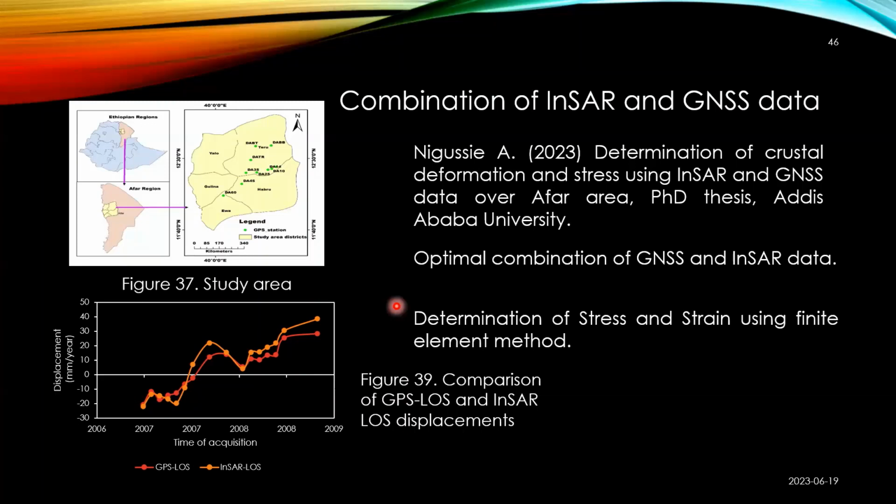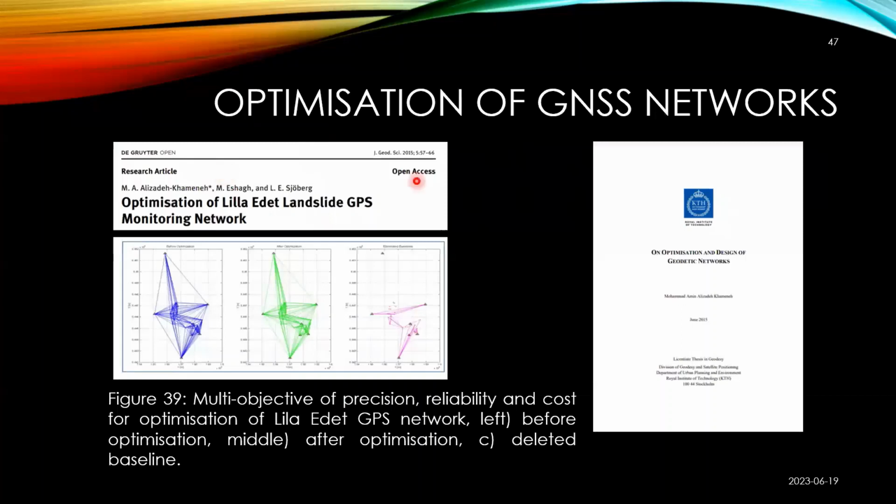And he is also working now on how to use the finite element method for determining the stress and strain over this area. He is still working on that. And also this is another work of my students that we used on GNSS networks. Actually, the idea was that they had established a GNSS monitoring network over an area called Lilla Edet in Sweden. And there is a lot of risk of subsidence in this area because of clay.